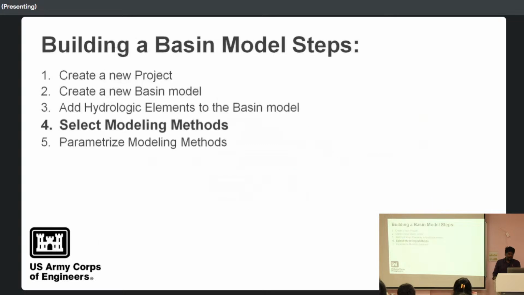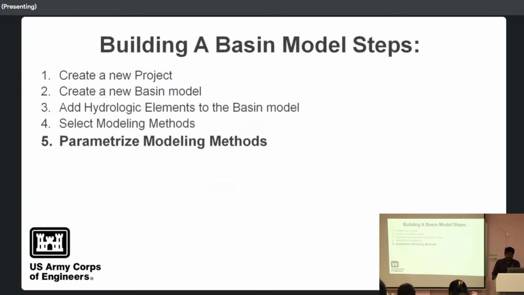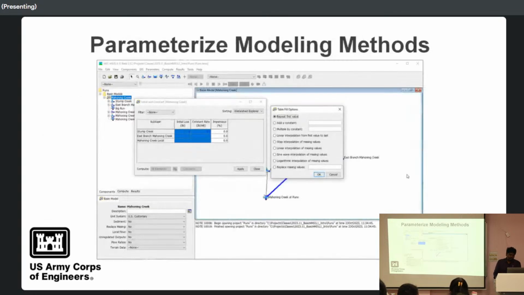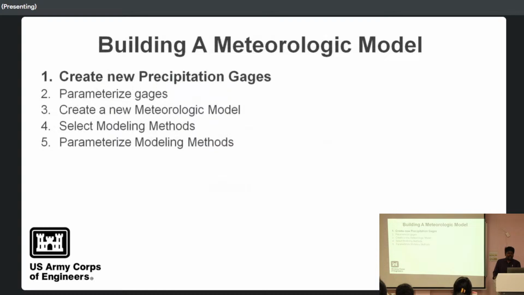Then modeling methods. There are different methods. Parameterized modeling methods means whatever method I have chosen, what are the parameters for it? If I choose the SCS curve number method, what will be my parameters? The curve number, impervious losses, that much. Then I will choose a meteorological model.